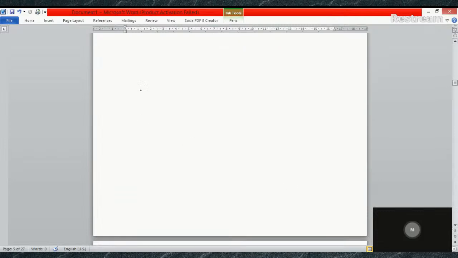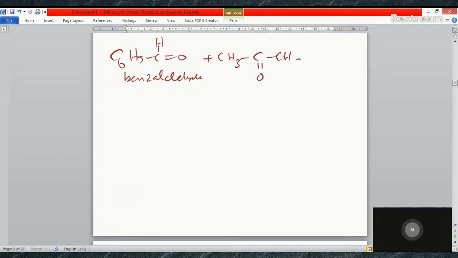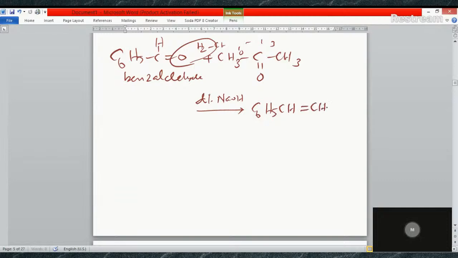In the same way, benzaldehyde, C6H5 C double bond OH, is treatable with acetone. It is the other example. In the case of acetone, it is a formula for acetone. For the convenience, two hydrogens are taken outside from the acetone. So try to get water in between them by using the same reagent, dilute NaOH. Then what happens? C6H5CH double bond CH C double bond OCH3.